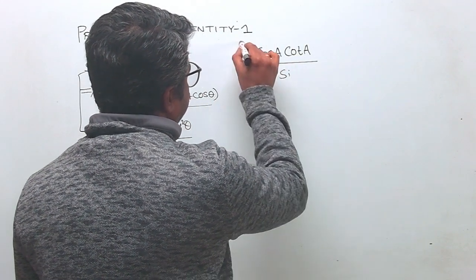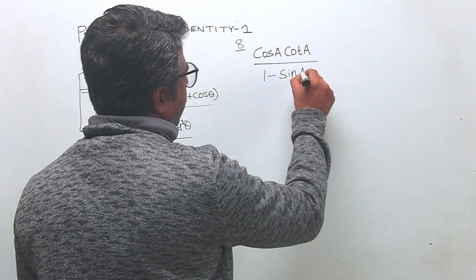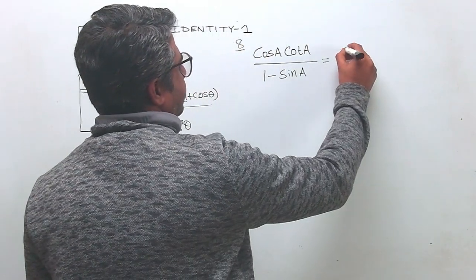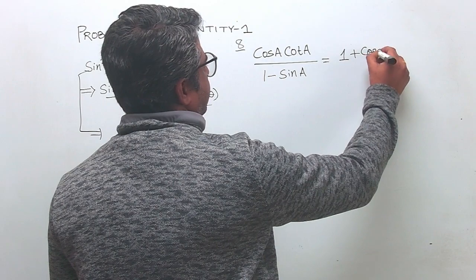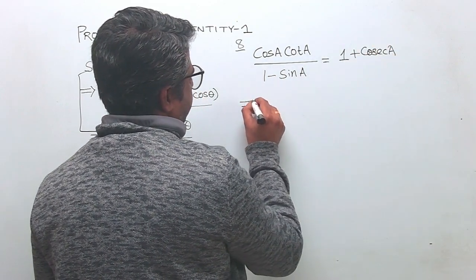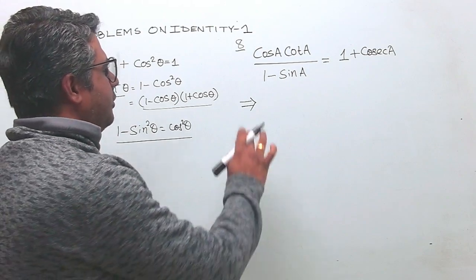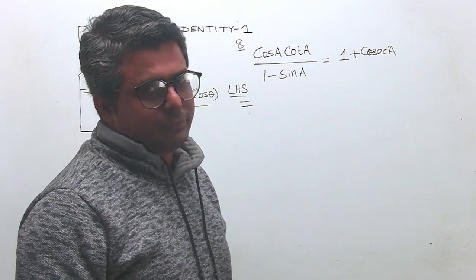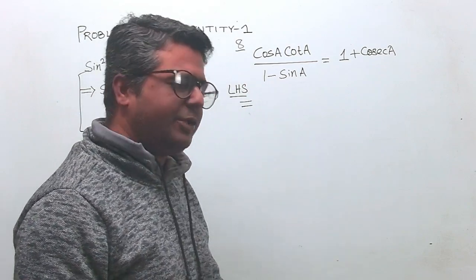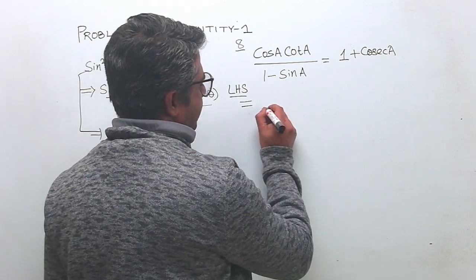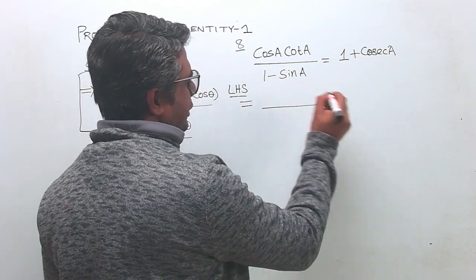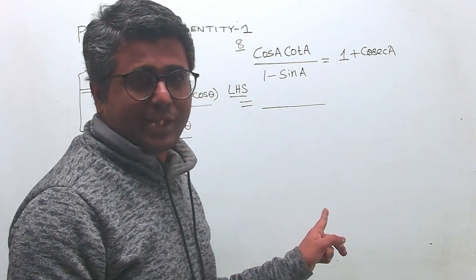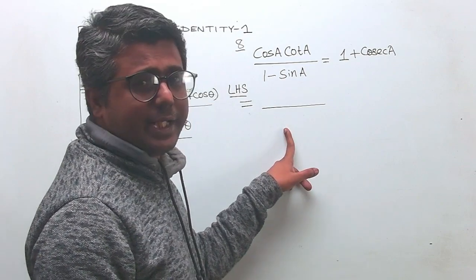Cos A cot A 1 minus sin A, cos A cot A 1 minus sin A is equal to 1 plus cosec A. Okay. So, I am going to go for LHS. Many of you have already started doing 1 minus sin A, 1 plus sin A, and you are absolutely correct. We should do that. We should multiply 1 minus sin A with 1 plus sin A. So, I am going to get 1 minus sin square A. So, can I put directly cos square A? Everyone getting cos square A in the denominator.